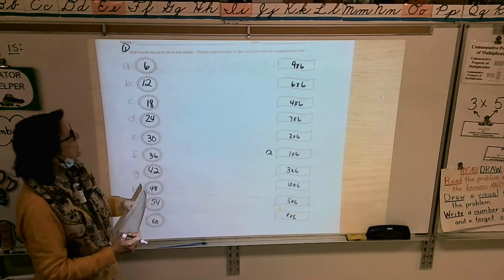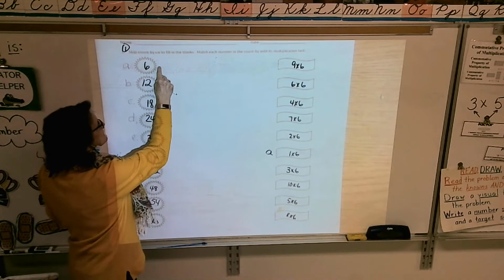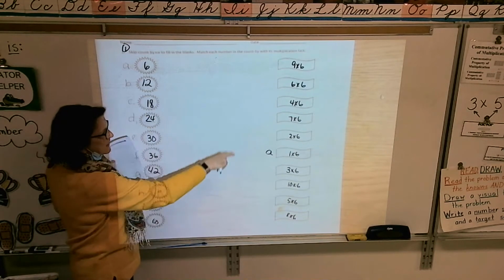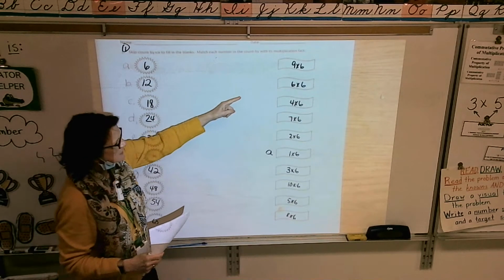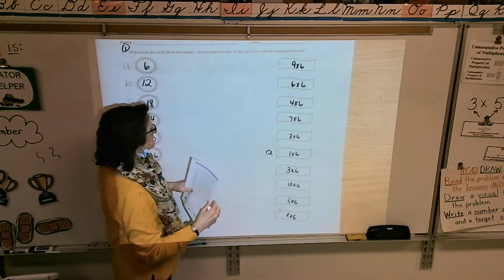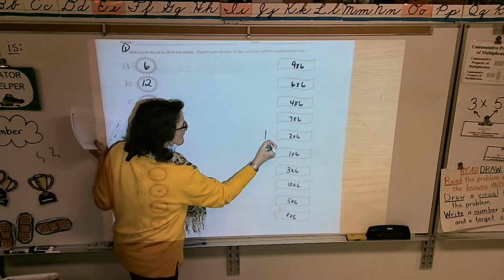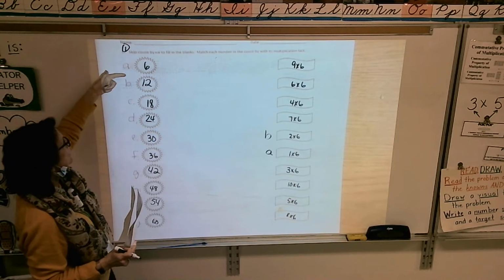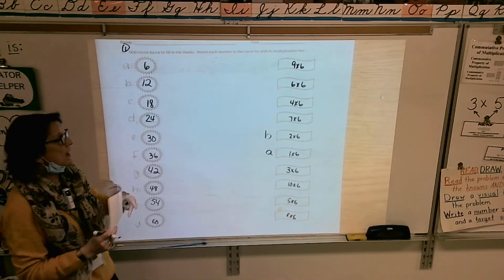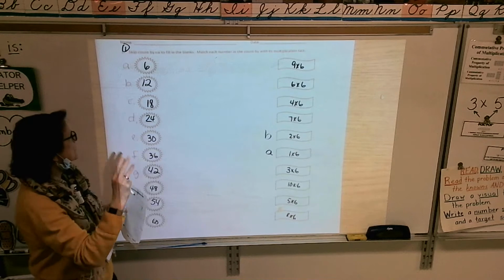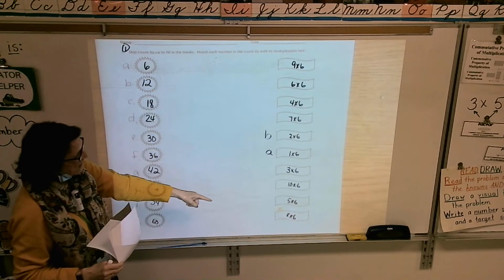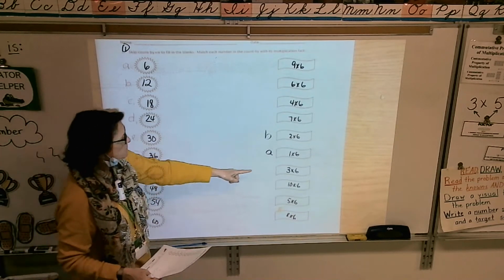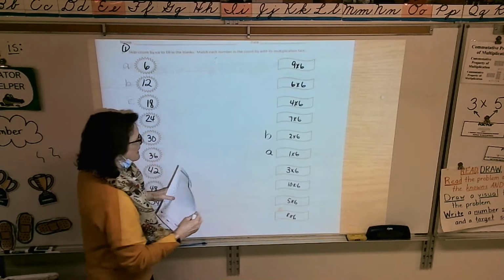Let's look at the next one. 6, 12. So it's 2 6s. There's my 2 6s. I'm going to come over here and find 2 6s. 2 times 6 is 2 6s, so I will write a B in front of that fact. Here we've got 18, and we count: 1, 2, 3 6s. 6, 12, 18, 3 6s. So we're looking for the fact 3 times 6. It is right here, and so we're going to write a C in front of that.